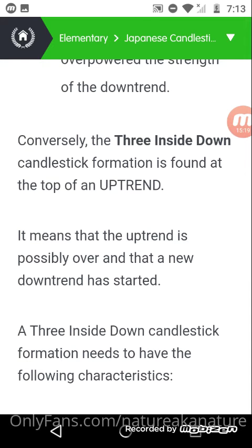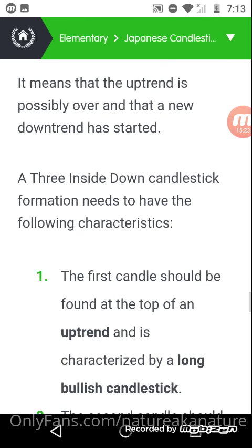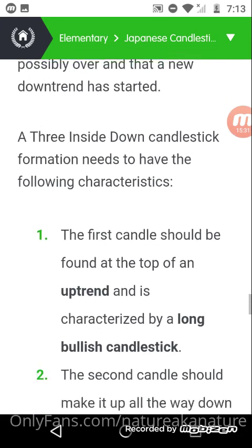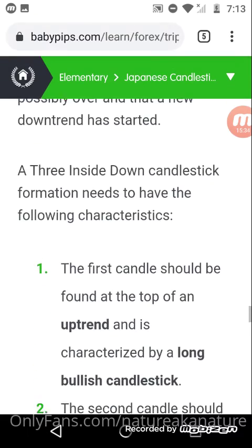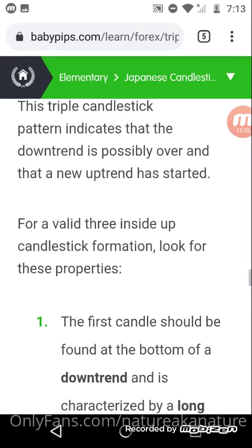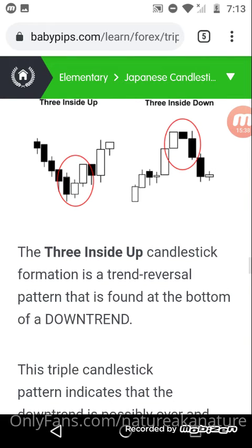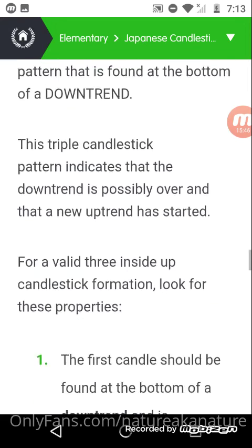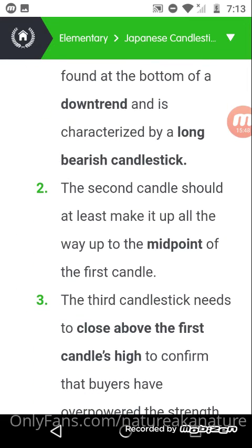Then the second candlestick should make it all the way to the midpoint of the first candlestick. Did it make halfway to the midpoint of the first candlestick? Yes, it did. But it's a bearish candlestick. It's red. This will be red or black. Black means sell, red means sell too. So it did make halfway to the midpoint of the first candle, which it has.